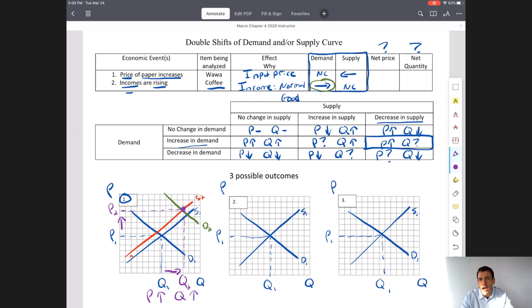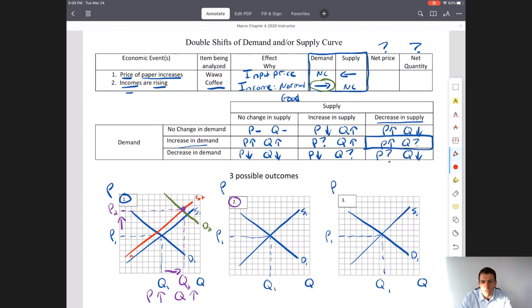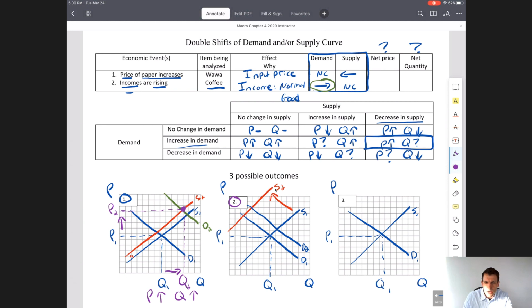Well, what if supply shifts dramatically to the left and demand shifts small to the right? So let's go ahead and draw that. That's a big shift in supply to the left, all right? And let's draw a small shift in demand to the right. Okay, perfect. All right, so again, you want to find where D2 and S2 intersect, all right?